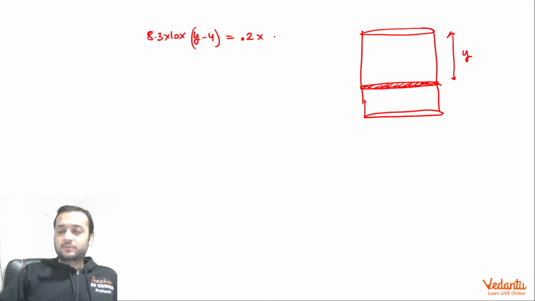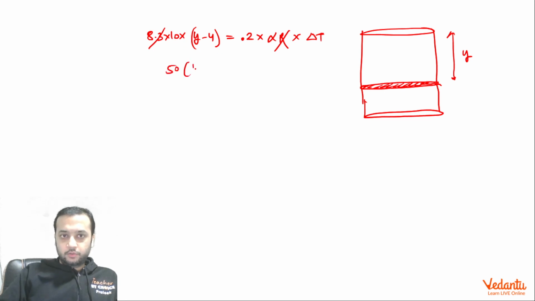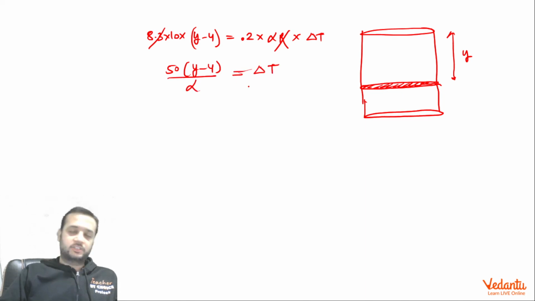CV. Now CV again I'm going to say is alpha R, because we don't know what type of gas this is. So alpha is, for example, if it was a monatomic gas, then alpha would have been 3 by 2. If it was a diatomic gas, then alpha would have been 5 by 2, and likewise. So n CV delta T, right? R is also 8.3, so R and 8.3 are gone. So this becomes 100 upon 2, which is 50 into (y minus 4) upon alpha. This is the rise in the temperature.